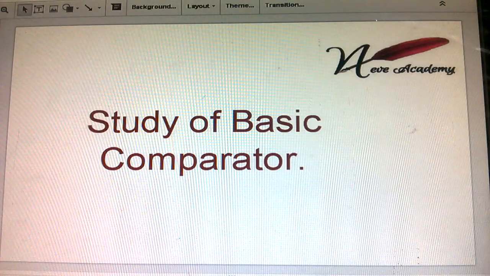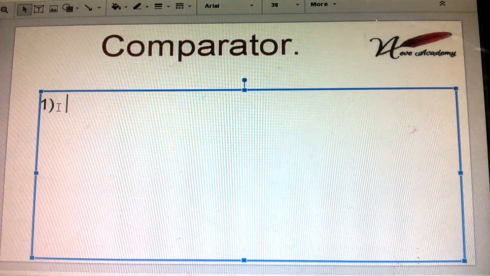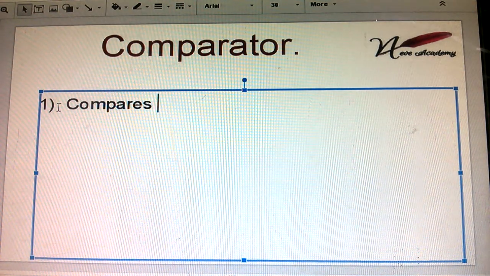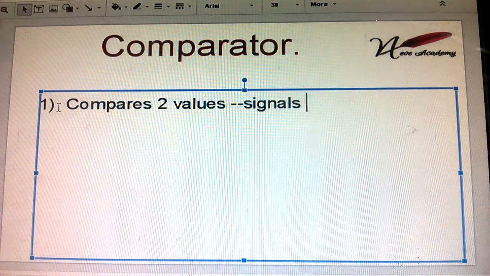Hello friends, today we are going to discuss the study of the basic comparator. What is a comparator? As its name suggests, it compares two values. And since we are in the electronics department, we should compare two signals here, right?